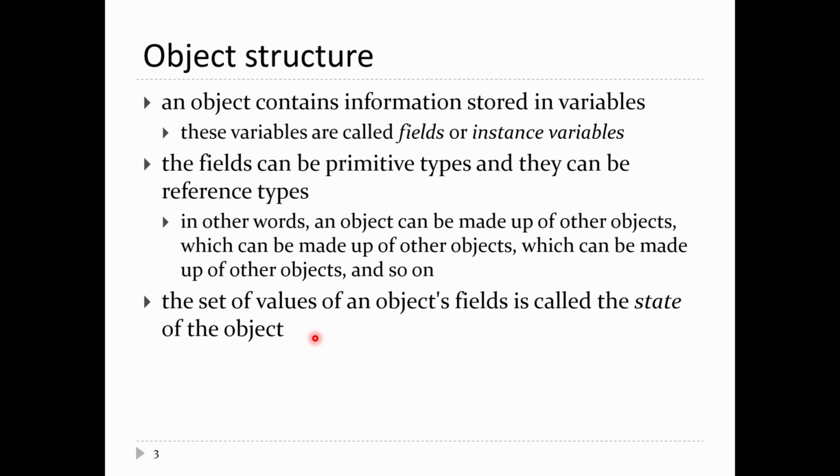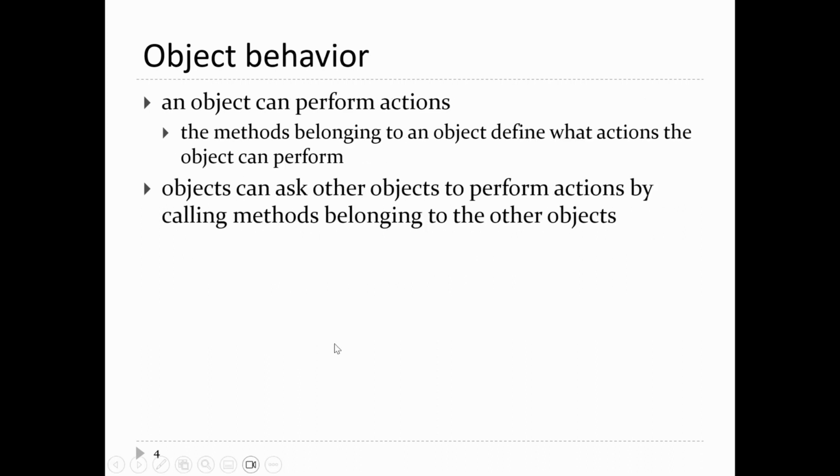The set of values of an object's fields is called the state of an object. So if you have an object that has two ints in it, and the values are 1 and 2, we say that the state of the object is 1 and 2. It's just the state of all of the fields of the object. Okay, so objects perform actions. Those are the methods that the object has.